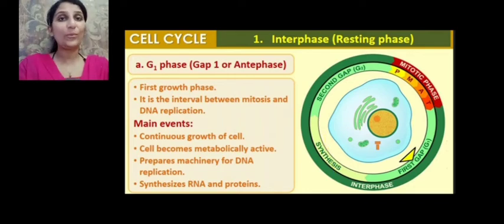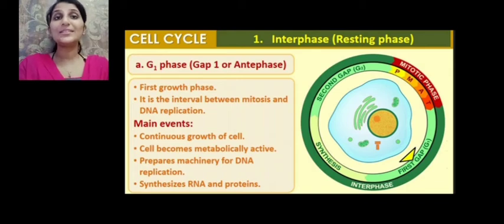So what are the main events which take place during the first G1 phase? The cell grows. As the name indicates, growth phase or gap phase, the cell grows. The cell becomes metabolically active, and it prepares the machinery for DNA replication. Soon after the gap phase, the synthetic phase or the DNA replication follows. So the machinery which is needed for the DNA replication is prepared during the first gap phase. And the RNA and proteins which are needed for this replication of DNA are also synthesized.